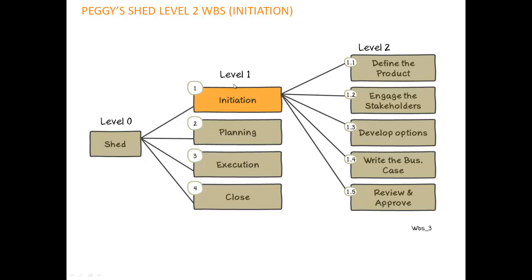We start with that. We look at level 1, work breakdown structure number 1 is initiation. At level 2 we have define the product, 1.1, engage the stakeholders, develop the options, write the business case, and then we'll have a review and approval step.